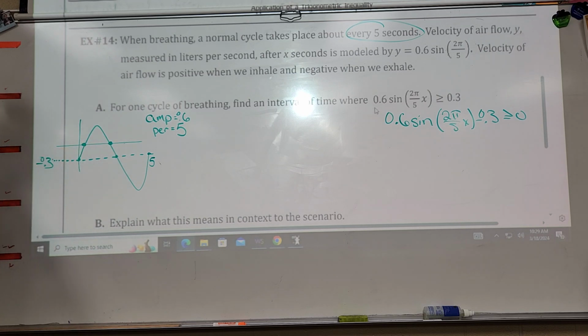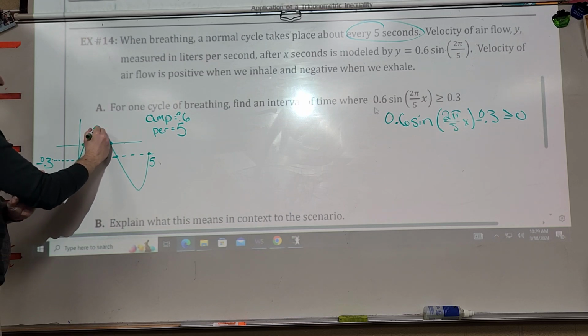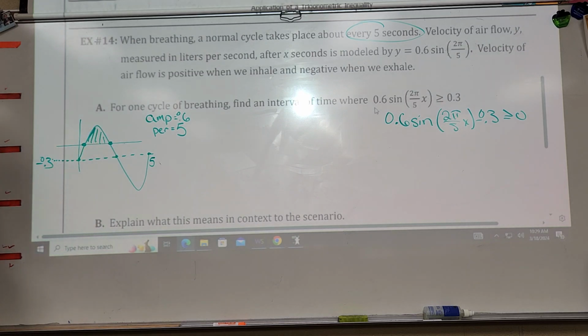You'd have to find those 2 points based on my graph. But you're not going to be able to. That's what I did. I'd be looking for that interval. Never mind. Don't use that method. Don't do it that way. Don't do it that way.